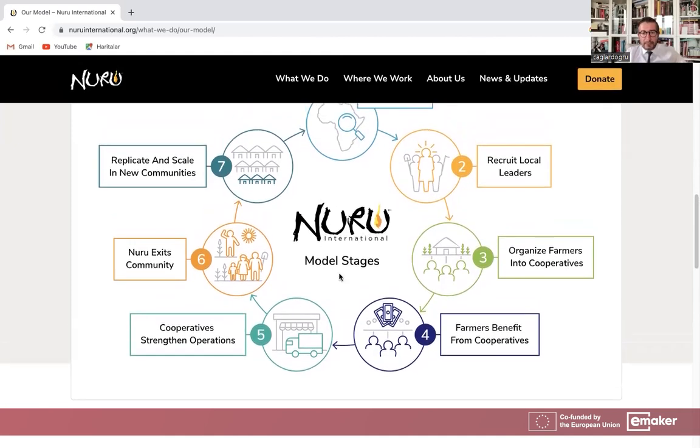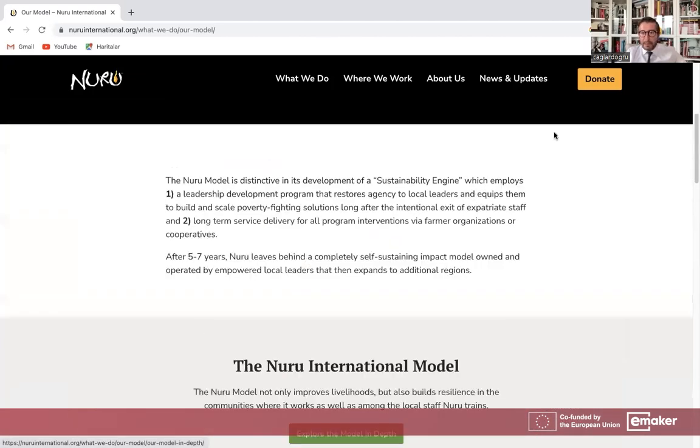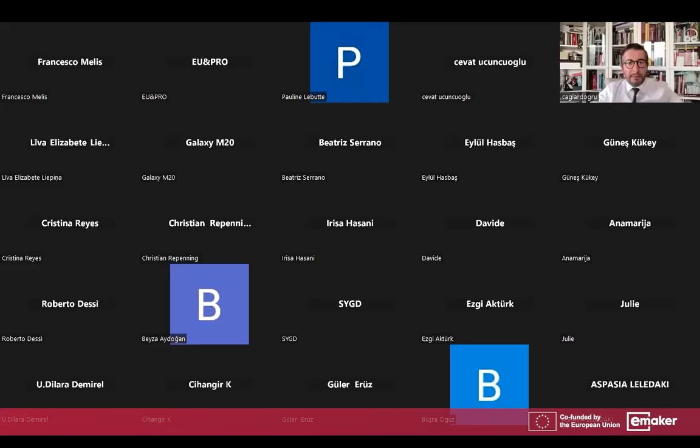As you see, Nuru International tries to establish cooperatives about farming by organizing farmers. And after the successful establishing and operating of cooperatives, then Nuru leaves the community and tries to leave the system, and they will be effective when the cooperatives operate without Nuru International, I believe. Yes. This is also another example I see.